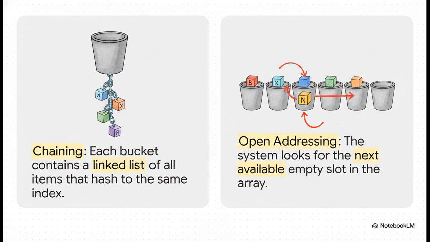You can think of this like each bucket having its own little list. If two items hash to the same spot, you just add the new one to the list. Easy. The other method is open addressing. With this one, if a bucket is already full, the system just says, no problem, and checks the next available one. Both are simple, elegant ways to keep everything running smoothly.